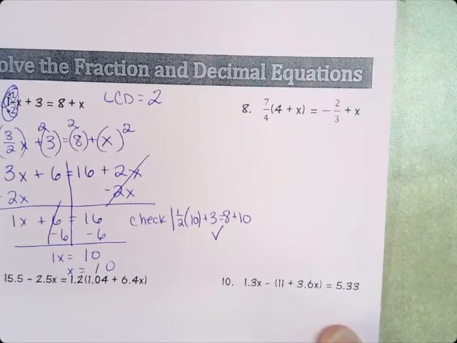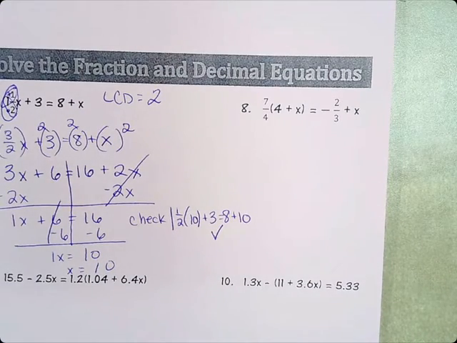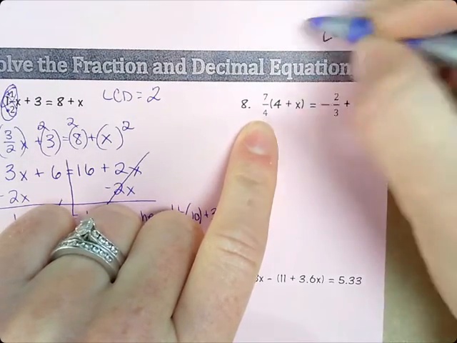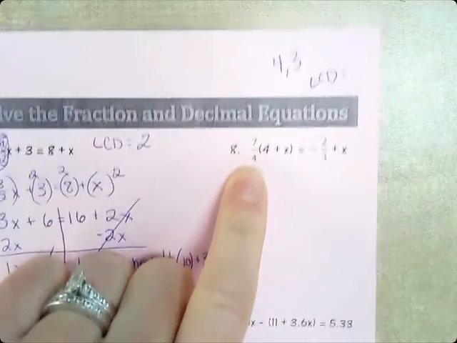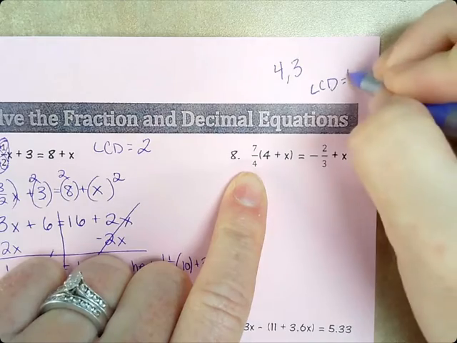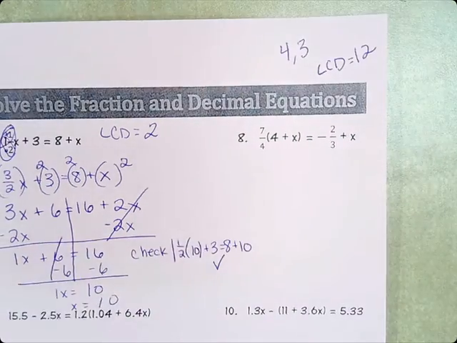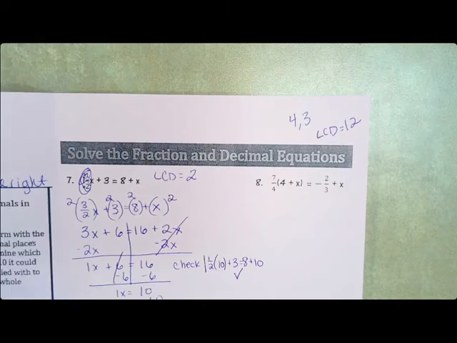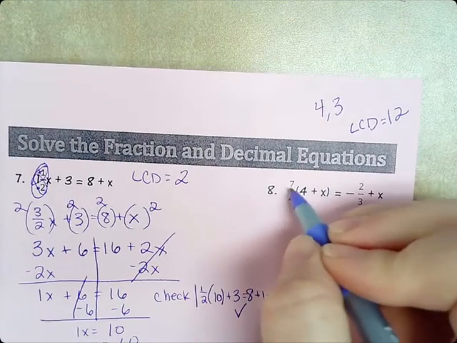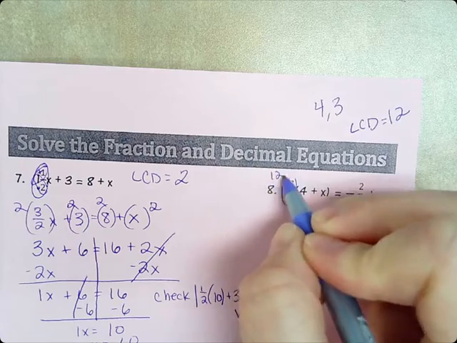The next problem, 7 over 4, and then parentheses 4 plus x equals negative 2/3 plus x. Okay, so what is our least common denominator going to be? 12. 12, because we're looking at 4 and 3. So the number that they will both multiply to make is 12. So I'm going to multiply this times 12.